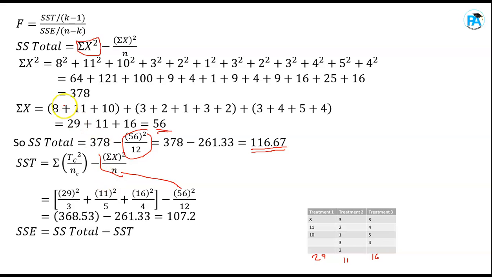So what did we get for sum of square total? We got 116.67 for it. So we substitute it, minus sum of square treatment, you get 9.47. So that's sum of square error, 9.47. I hope that's clear. So we've known our sum of square error.